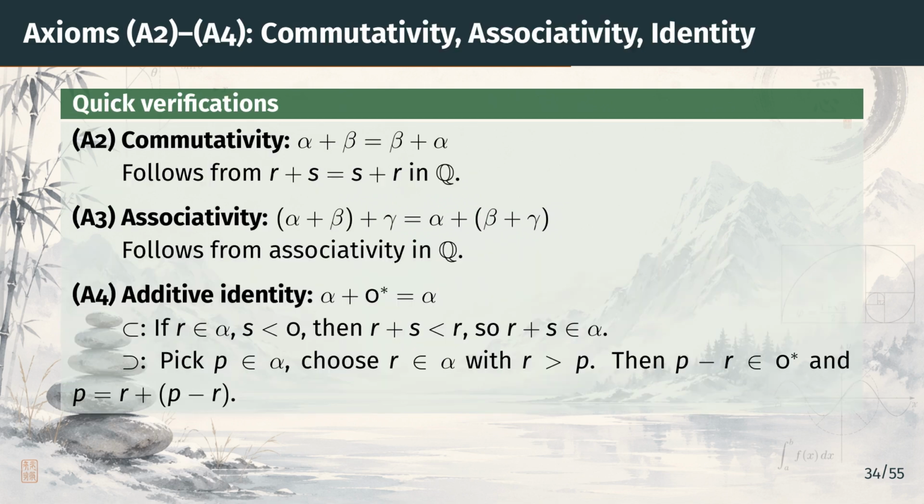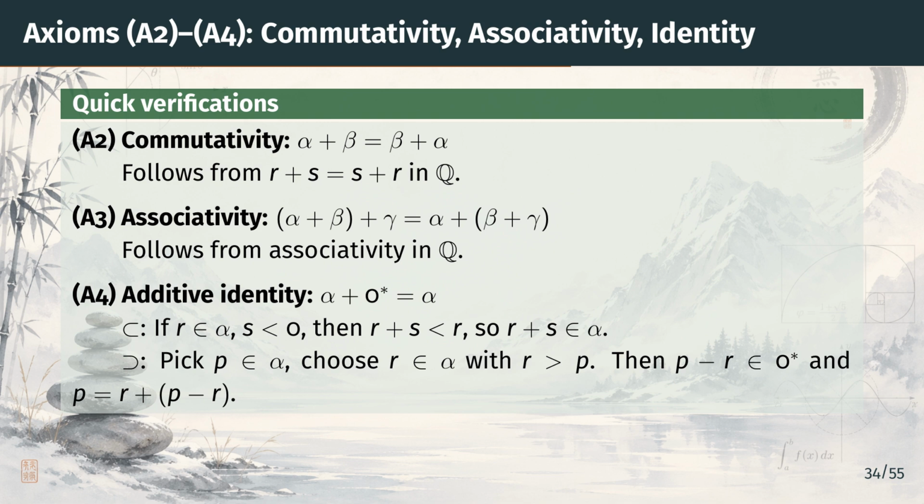Commutativity and associativity come along for the ride. They inherit from the rationals without any thought, because cut addition is defined as pairwise rational addition. The interesting axiom is A4. Why is the identity slightly tricky? Because alpha plus 0 star is not literally alpha. It is a set of sums R plus S with S negative. It takes a little argument to show this set is exactly alpha, and the clever step is the reverse inclusion.